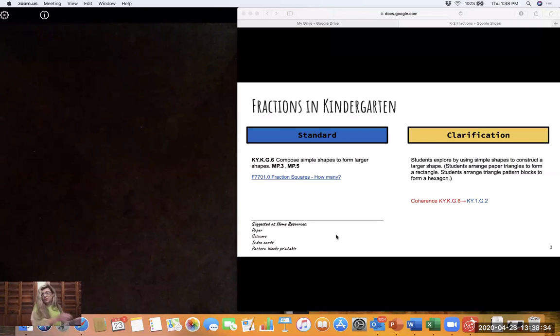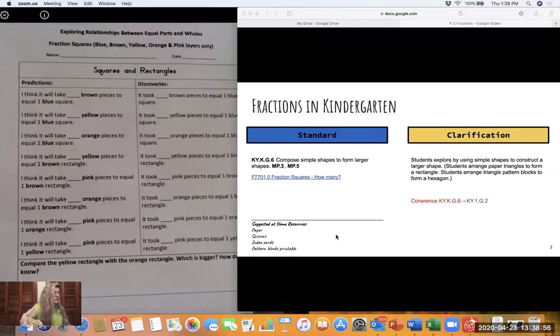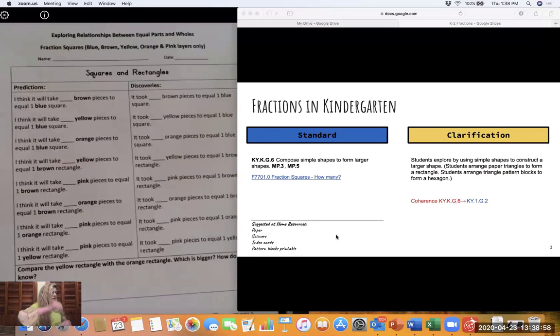So the next thing I want to share with you on this one comes from KCM, Kentucky Center for Mathematics, and I will share their site with you also. I have all those things at the end of the presentation, but they actually have lots of printables that are available for you. So this is one of them from their fraction squares series that they have. And it's working with fraction squares.